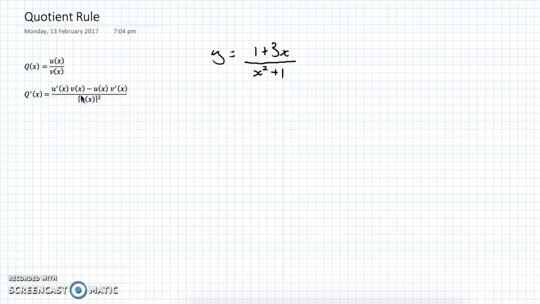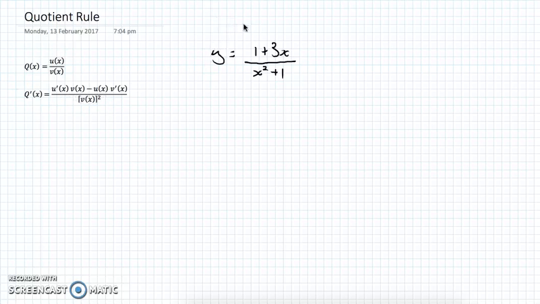So you might look at this top line here and think, hang on a sec, that looks like the product rule. Well, it does. The only difference is with our quotient rule, our sign here is a negative. In our product rule, it's a positive. And we're dividing all of this by our v of x squared.